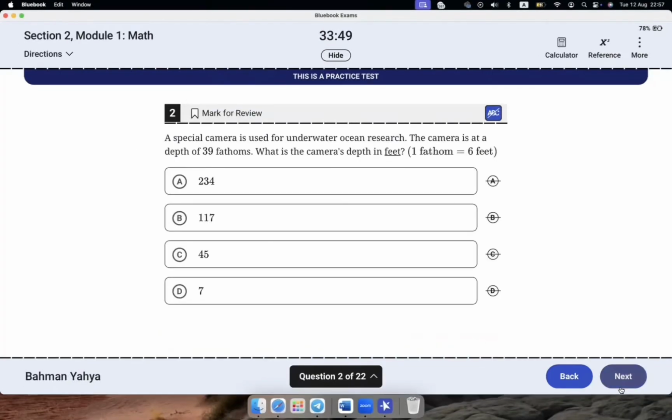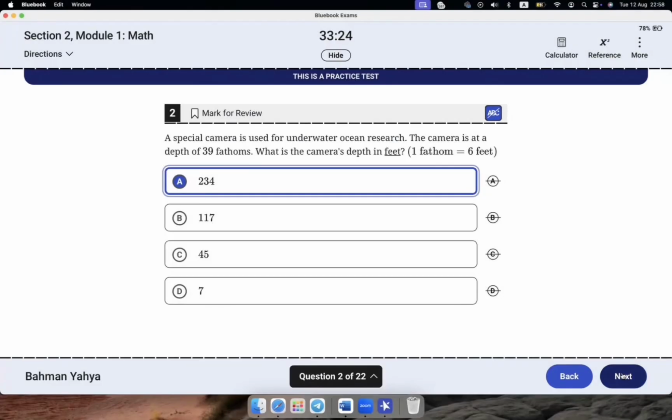This. Next question. A special camera is used for underwater ocean research. The camera is at depth 39 fathoms. What is the camera depth in feet? 1 fathom is 6 feet. So 39 fathoms is 39 times 6. So the answer will be 234.